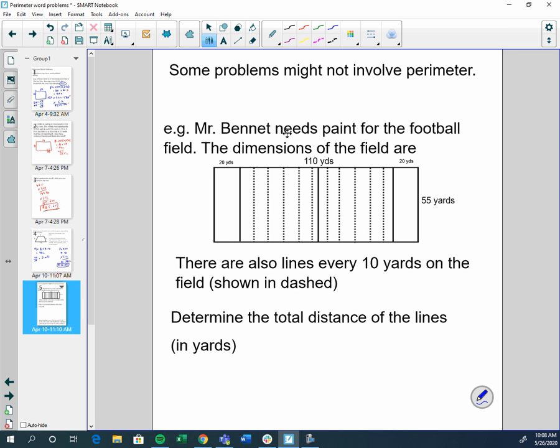Mr. Bennett needs paint for the football field. The dimensions of the field are shown. There are also lines every 10 yards of the field shown in a dashed line here. Determine the total distance of the lines.